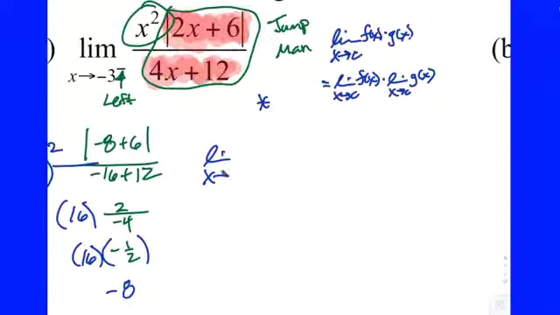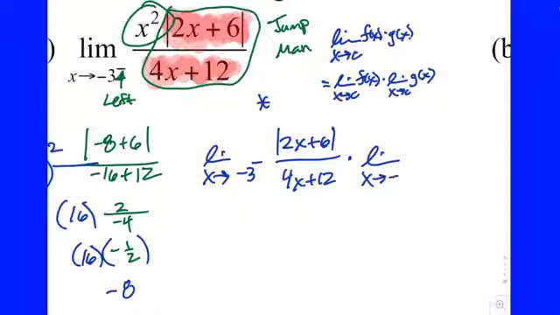You find the Jumpman piece, -3 from the left, and I'll write that first. That's the absolute value of 2x plus 6 all over 4x plus 12. Sorry, that's the Jumpman piece. That's the linear over linear. That's the 0 over 0. And then times the limit as x goes to -3 from the left of our old friend x squared.